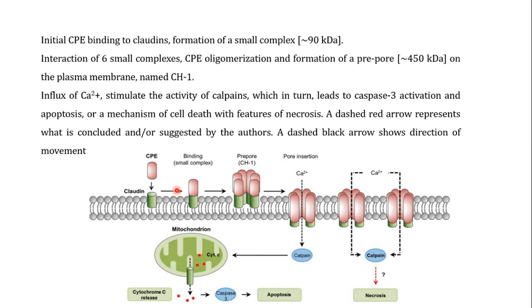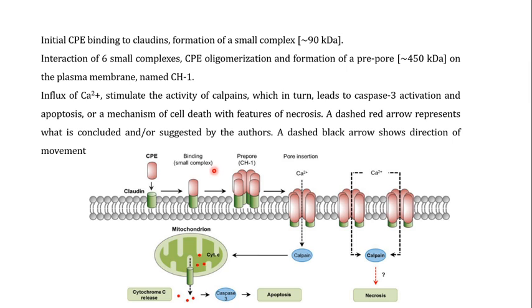Now, if I give you the whole story of how this CPE is going to cause cell death or membrane disintegration, initially the CPE binds to the claudin proteins. As you can see over here, these are the claudin proteins. These will be the tight junctions between the epithelial cells. So the CPE is going to bind to these claudin proteins. When they bind to them, they make these small complexes. These small complexes are nearly 90 kilodaltons.